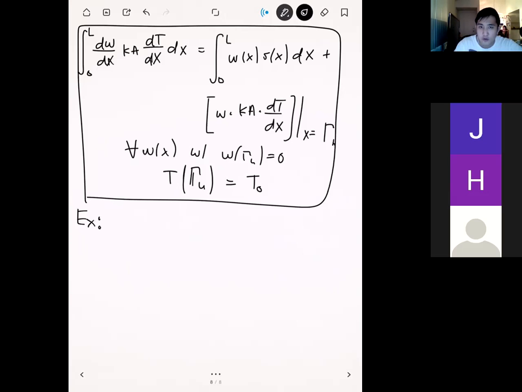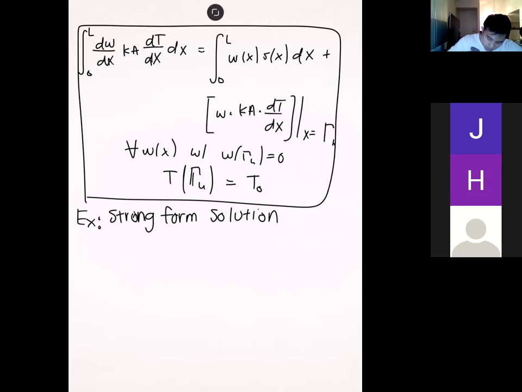Let's just do a quick example to show how you can solve for these solutions. First, I'm going to do an example to solve for the strong form, and after I'm going to do a solution for the weak form. Say that we have a bar that looks like this. 1D is kind of boring because there's only so many shapes you can do in 1D. And when I say there's only so many shapes, I mean there's only one.